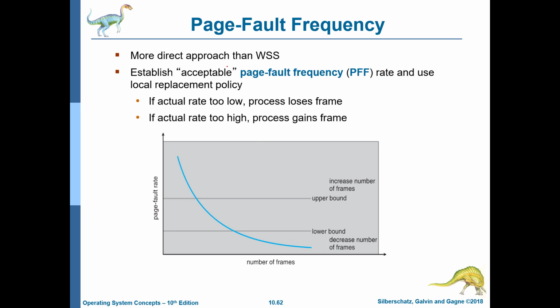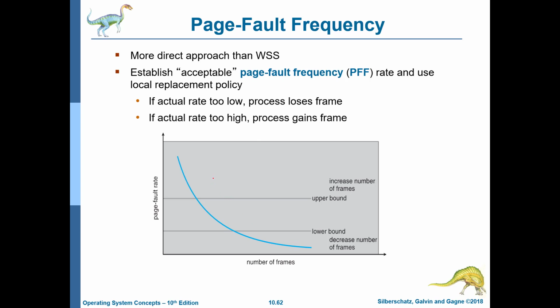So there is a more direct approach. Basically, we can look at the page fault frequency rate and use a local replacement policy. If this is the number of frames that we allocate and this is the page fault rate, then as we allocate more and more frames, the page fault rate will reduce.